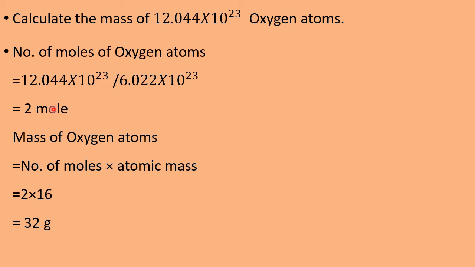Now, what is 1 mole of oxygen atoms? 1 mole of oxygen atoms means the gram atomic mass of oxygen, or the gram molar mass. What is the molar mass of oxygen? 16. So 1 mole equal to 16 gram from the atomic mass table. So 1 mole equal to 16, 2 moles equal to 2 into 16, that gives you 32 gram.